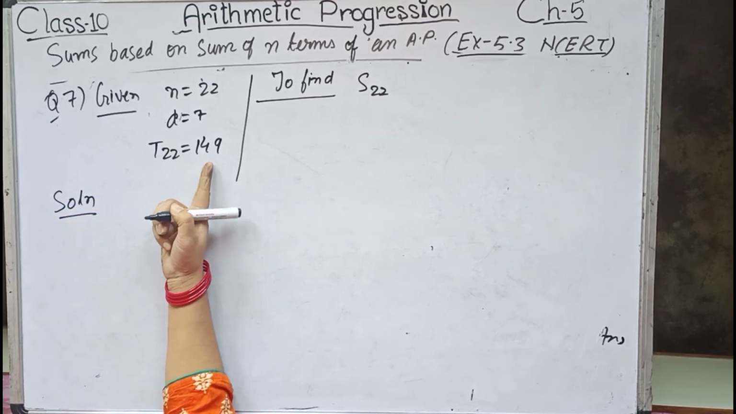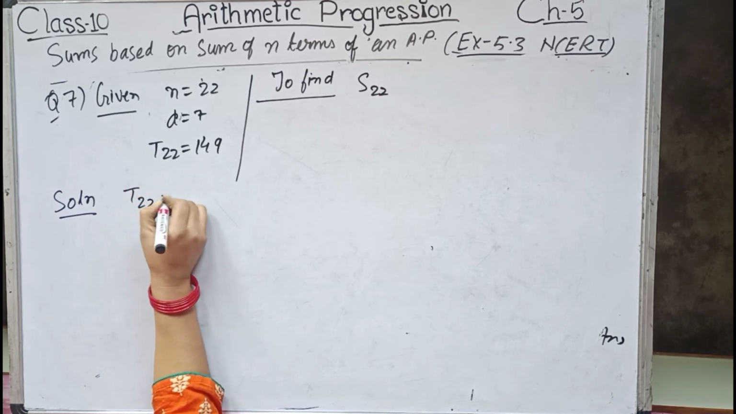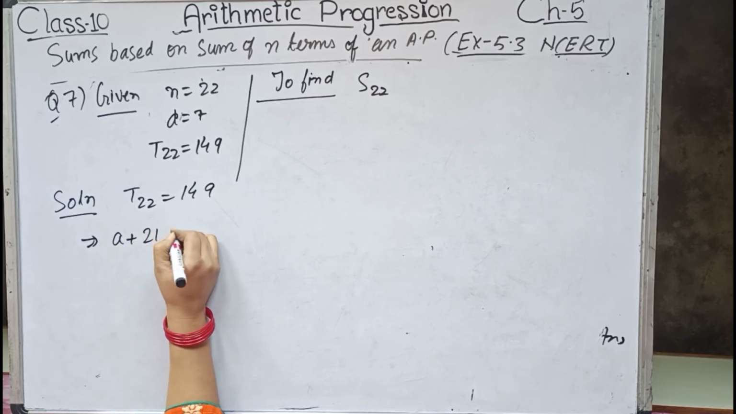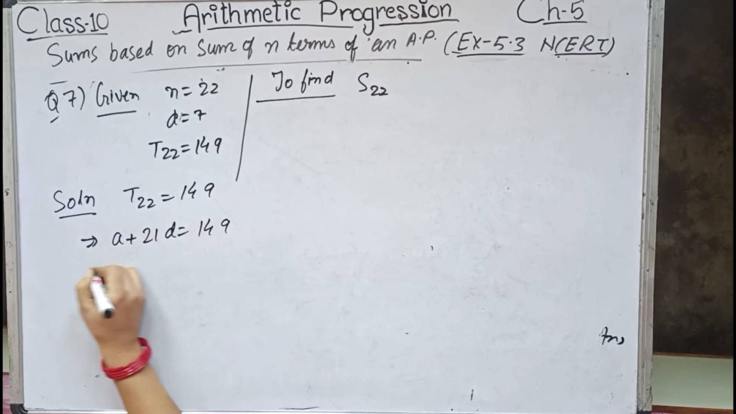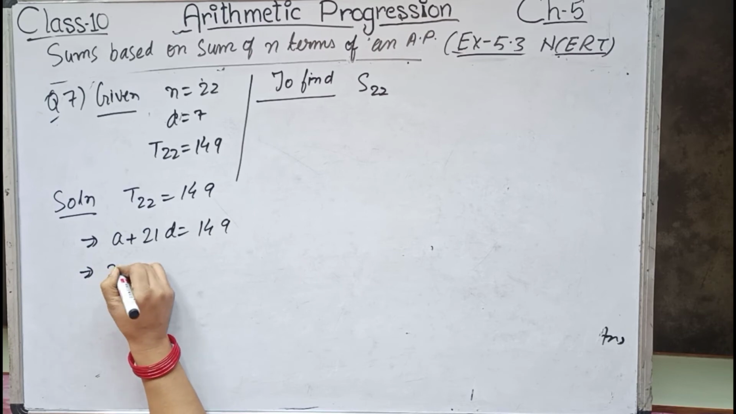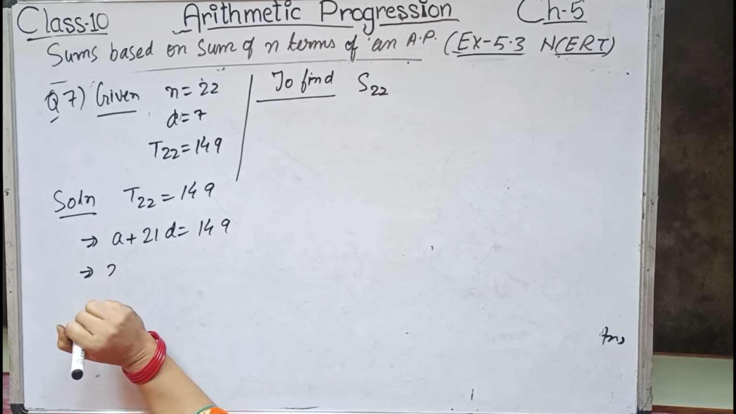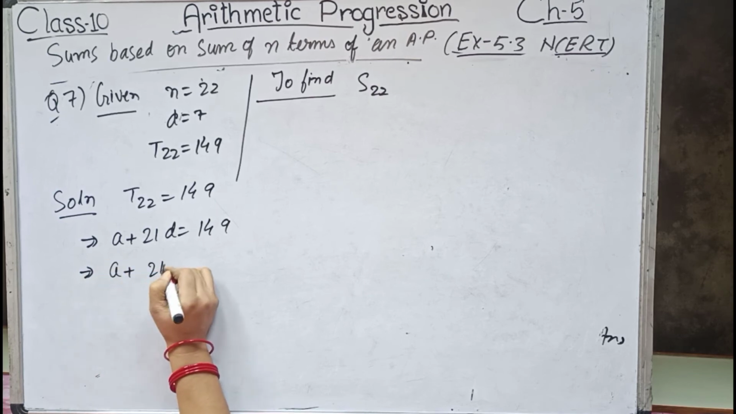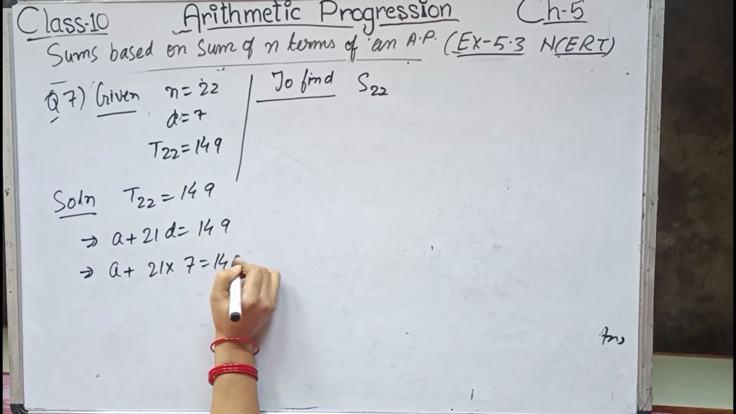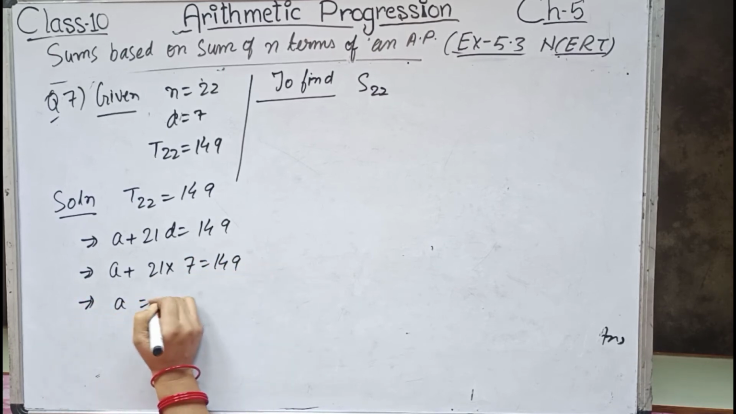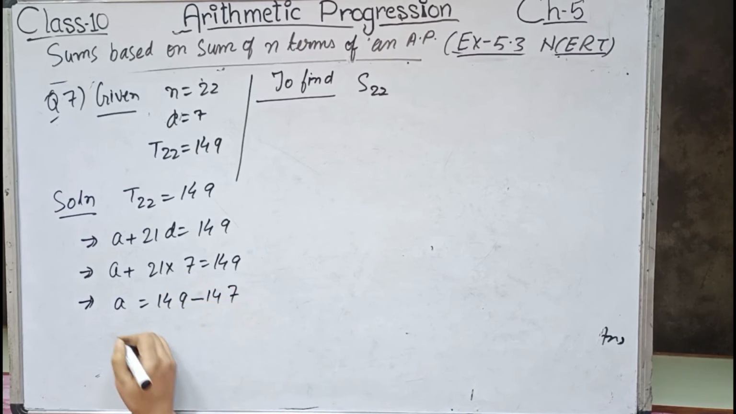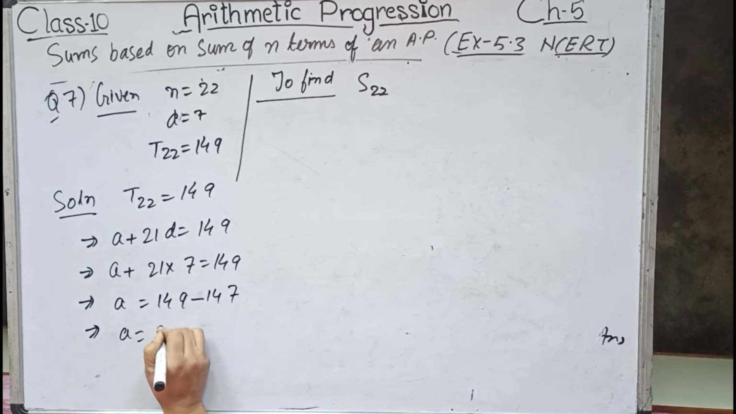With n and d I cannot start. T22 formula I have. T22 equals 122? This implies a plus 21d equals 149. This implies the a value is not given. So a plus 21 into 7 equals 149. This implies a equals 149 minus 147, so a equals 2. And the d value is given as 7.